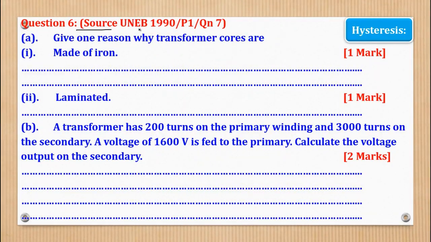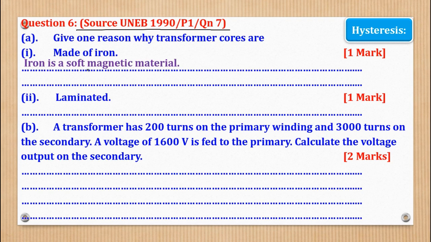So now we shall go to question 6. Question 6 was got from 1990 of UNEB paper 1, question 7, and part A says, give one reason why transformer cores are Roman 1 made of iron and Roman 2 laminated. So we shall start with Roman 1, why they are made of iron.